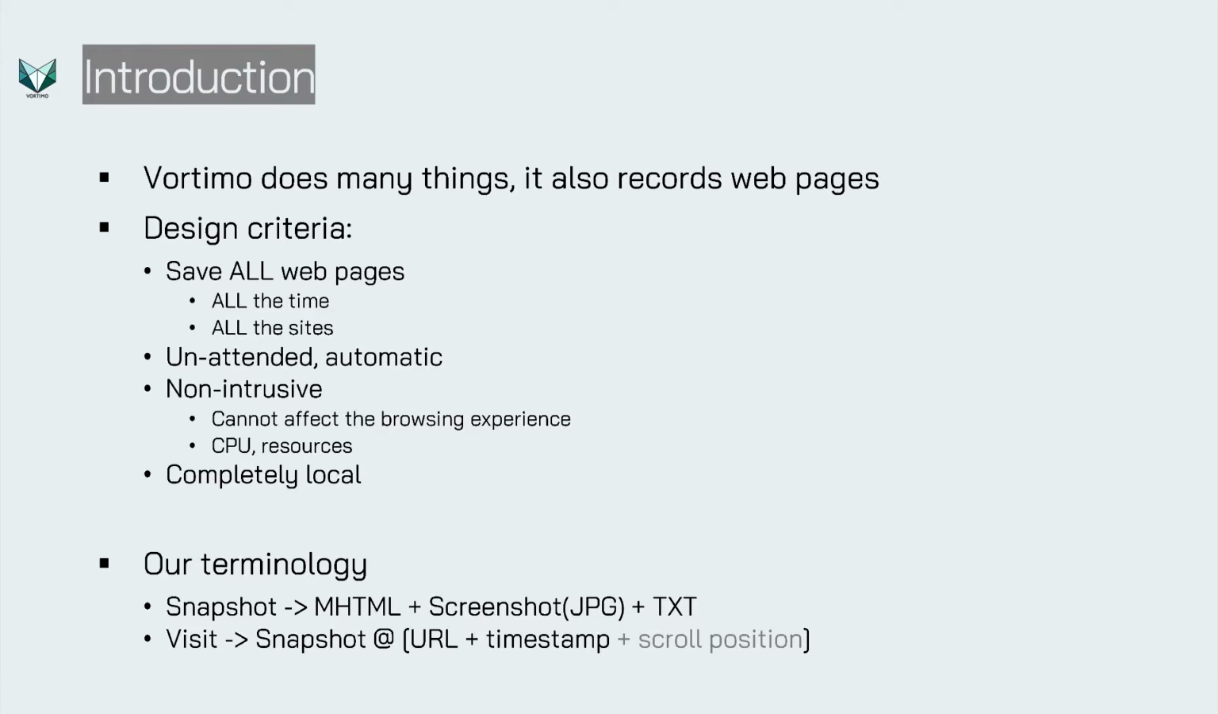So we're going to use a bit of terminology in here. The first is a snapshot, and a snapshot is really the web page in HTML. We're going to talk about that later. Plus the text on the site, plus what the site looked like, like a JPEG picture of what the site looks like. And a visit is really that snapshot during a certain time, on a certain URL, and a scroll position that says how far on this thing have we scrolled down. And you'll see why that's kind of important to us later on.